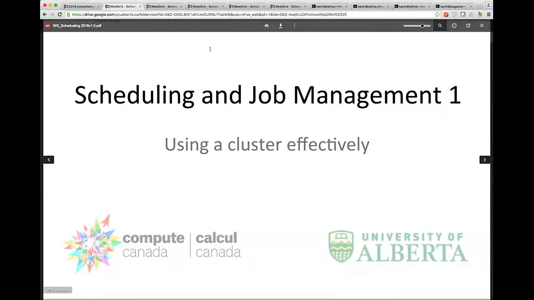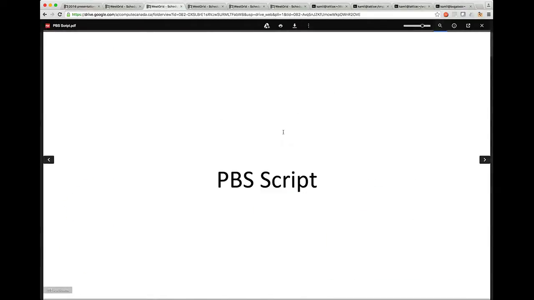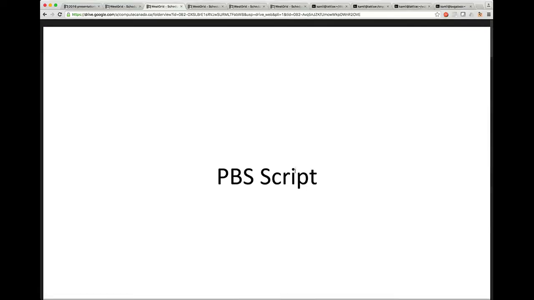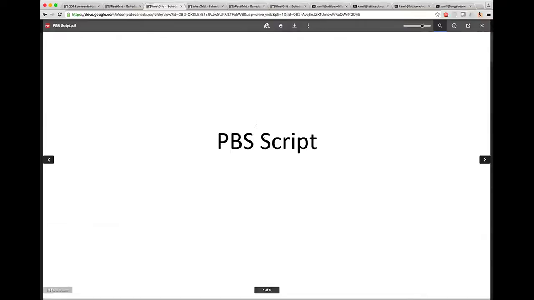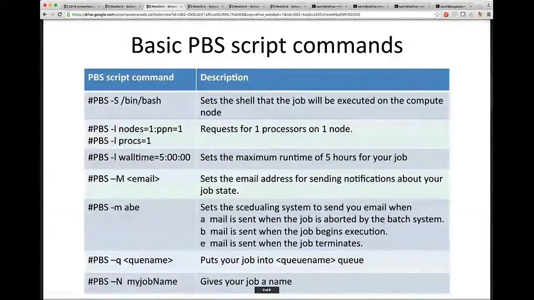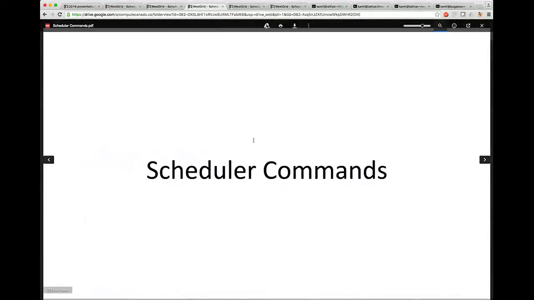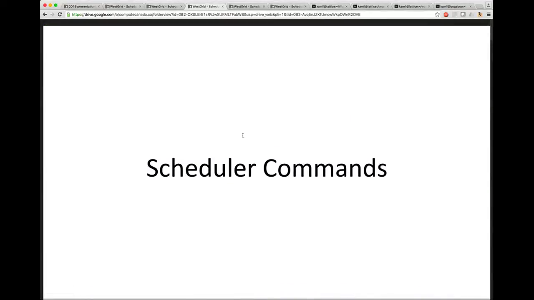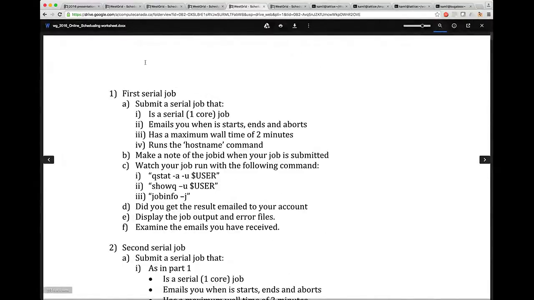So you'll see the scheduling presentation itself. There's going to be a PBS script file that's going to contain all the information on how to submit jobs in a table format. There's a scheduler commands file about all the different scheduler commands and how their output looks like, as well as an online scheduling worksheet.